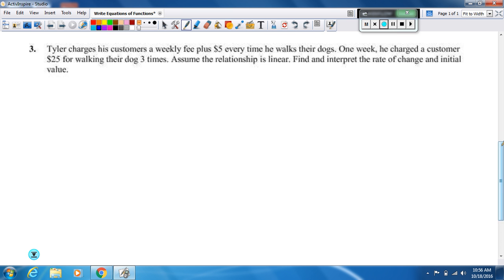Tyler charges his customers a weekly fee plus $5 every time he walks their dogs. So here's the word every. So that indicates your slope. Remember, it's per, each, and every that indicate your slope. So it's y equals 5x plus b.